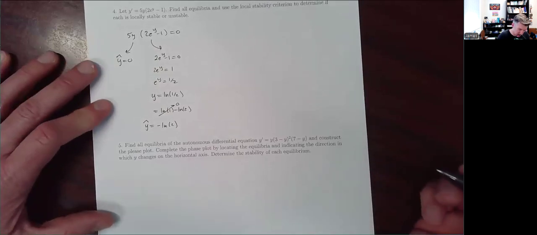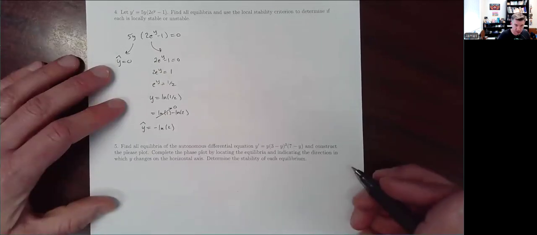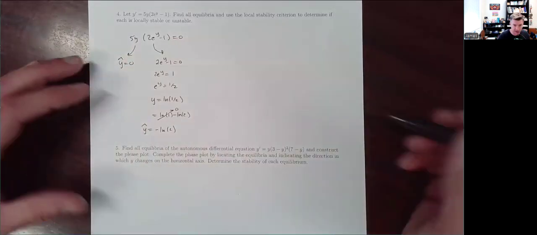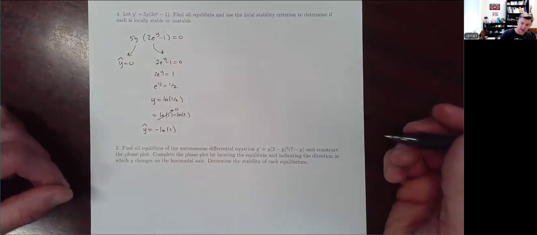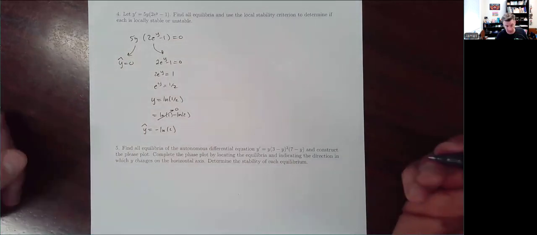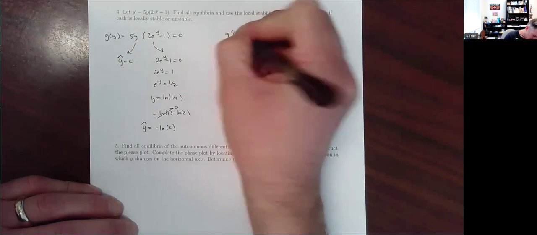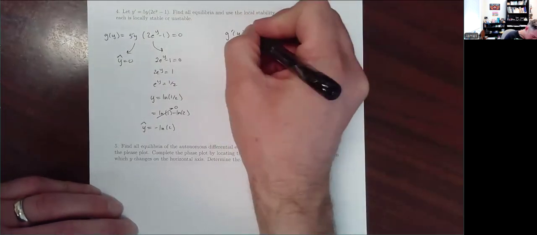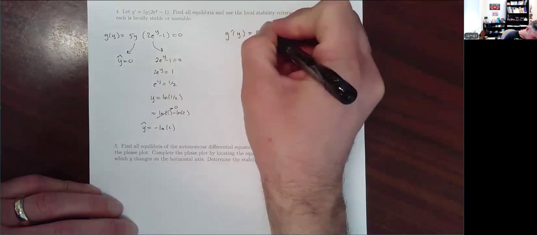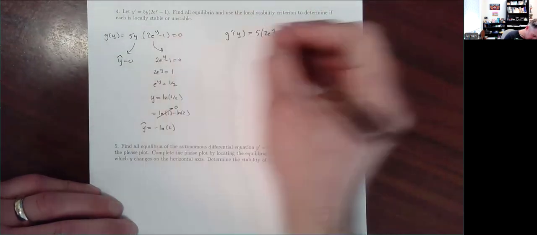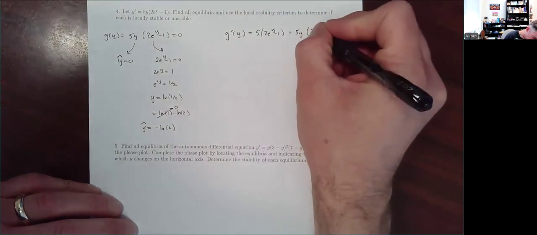Now we're going to use the local stability criteria. So we're going to take some derivatives, take the derivative of this whole thing, and then plug in our critical points to see if the derivative is negative, meaning stable, or positive, meaning unstable. So this is like our g of y, and then we're going to define g prime of y and use the quotient rule, the product rule. So it's going to be 5 times 2 e to the y minus 1 plus 5y times the derivative of 2 e to the y minus 1, which is 2 e to the y.